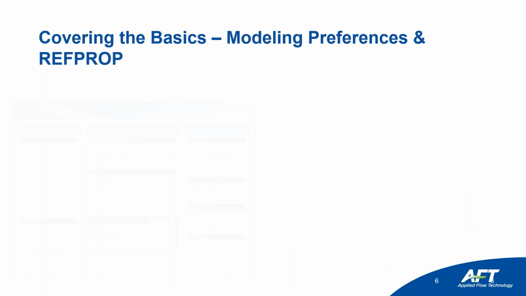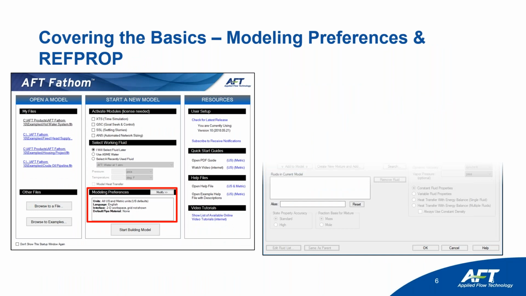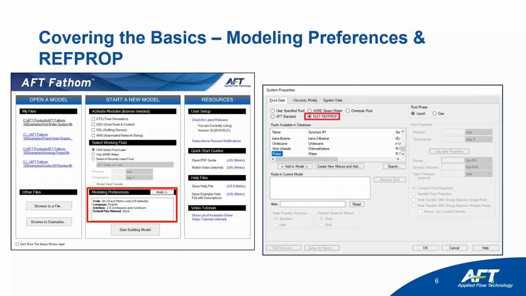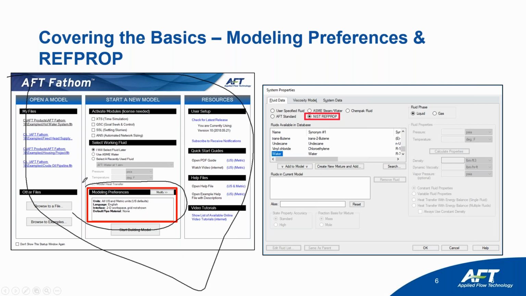So let's get started. Covering the basics, modeling preferences and RefProp. One of the new features that we integrated was in the startup window right here. When you first run Fathom, you can now configure what your modeling preferences are directly from that window. I'm going to show you that here in a sec. Also, there's a brand new thermophysical property database available. It's RefProp from NIST.